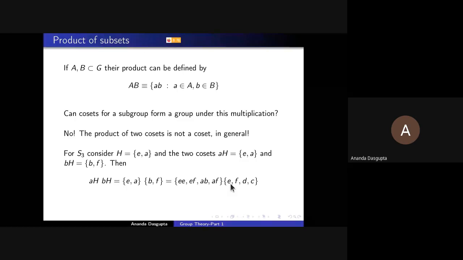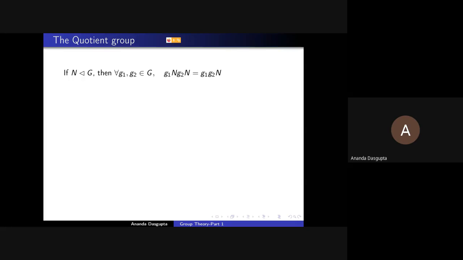That of course is not a coset. That's a different set altogether. So multiplying two cosets in general does not give you a coset. So typically the cosets under multiplication do not form a group of their own. But that's not the end of the story. The point is, if you have a normal subgroup N and you multiply the two cosets g1N and g2N, you are actually going to get a coset g1g2N.